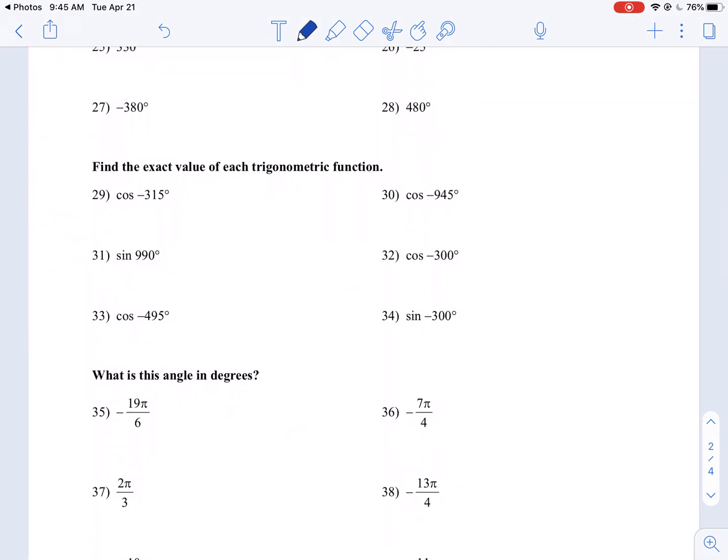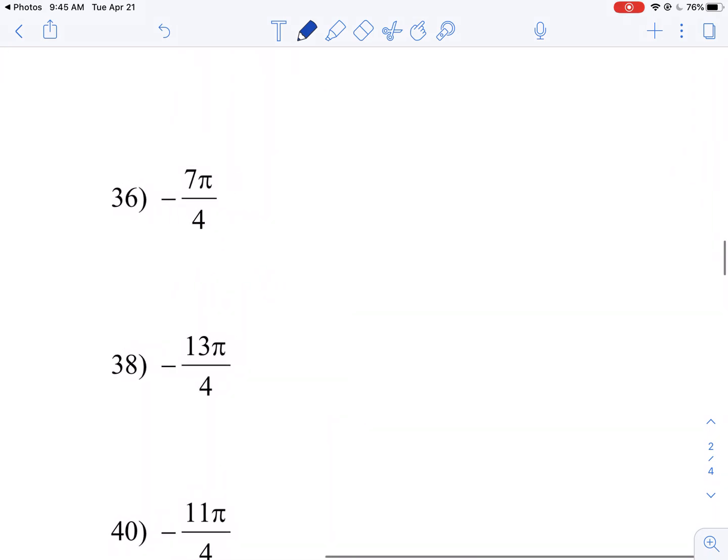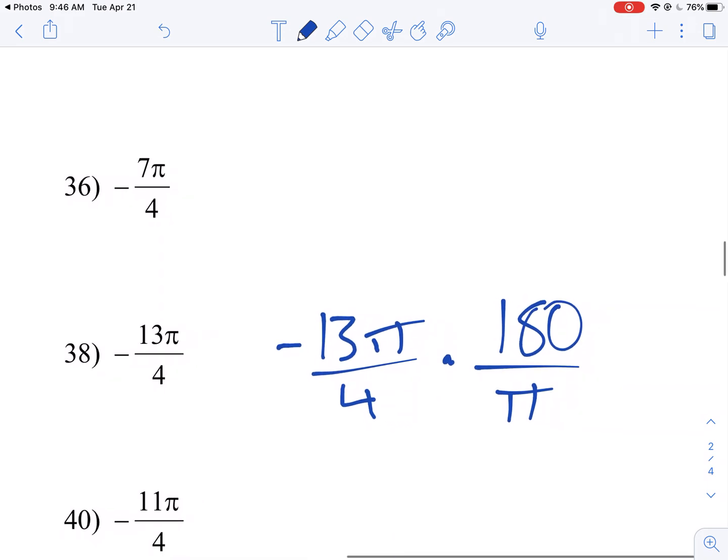Number 29 through 34 is finding the exact trig value. I've already done this. I've already shown you an example. Here you're going to have to pay attention to where some of these revolutions are larger. This one, what is this angle in degrees? So this goes back to practicing your unit conversions here, your conversions to degrees.